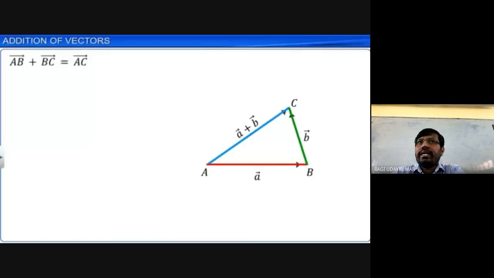So AB bar plus BC bar is equal to AC bar. The vector AC is the sum of the two vectors AB and BC. Here the terminal point of the first vector and the initial point of the second vector are equal. And whenever you take CA in the opposite direction, their sum will be equal to 0.